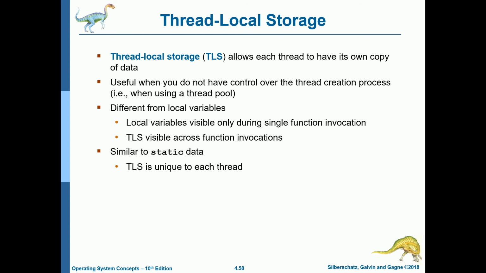TLS is easy to confuse with local variables. However, local variables are visible only during a single function invocation, whereas TLS data are visible across function invocations. Additionally, when the developer has no control over the thread creation process, for example, when using implicit techniques such as a thread pool, an alternative approach is necessary. In some ways, you can consider TLS to be similar to static data. However, the difference is that TLS data are unique to each thread.